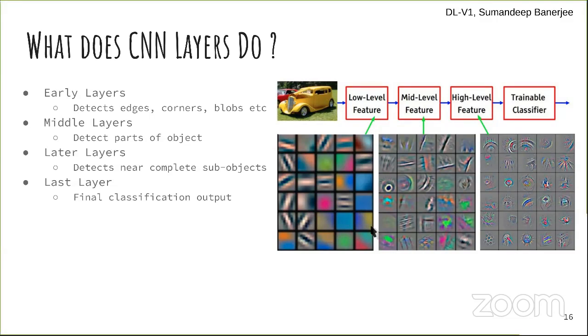And slowly, these base shapes build smaller parts of the object. So the mid layers detect parts of the objects, and the later layers build up sub-objects or the full objects made up of parts of objects. So this is what happens when you try to visualize what the CNN layers do. And we'll now see how the convolutional operation is actually implemented and how we can reach this stage.